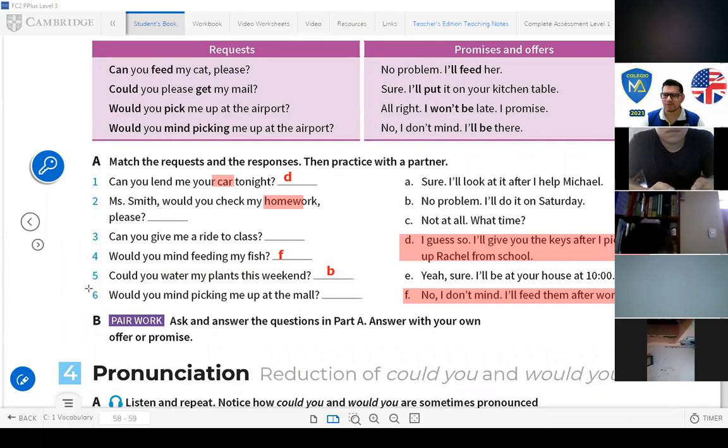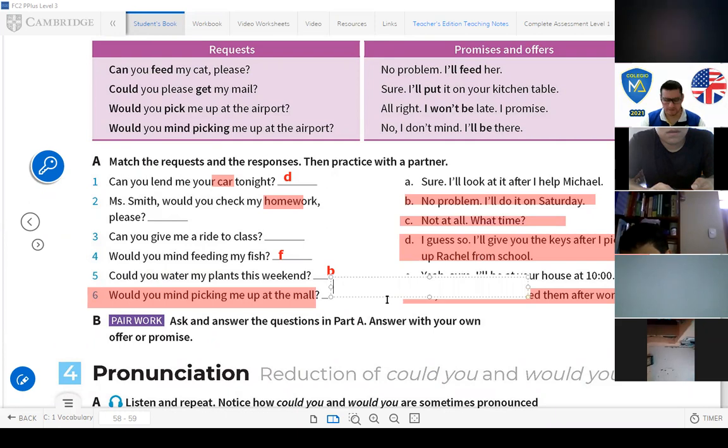And now, would you mind picking me up at the mall? Okay, I'm gonna mark this. We have 2 options, no? Would you mind picking me up at the mall? Well, not at all. What time? I think this could be the answer, no? Picking me up. What time? No, what time at the mall? Okay, now we have done this part.